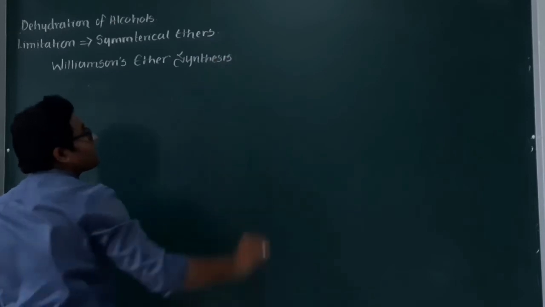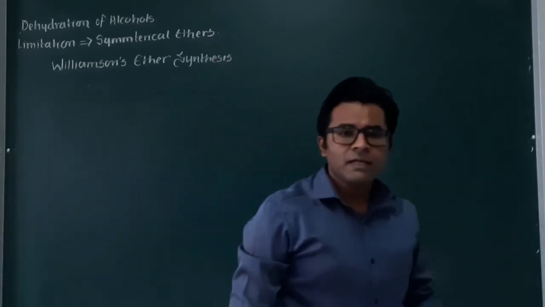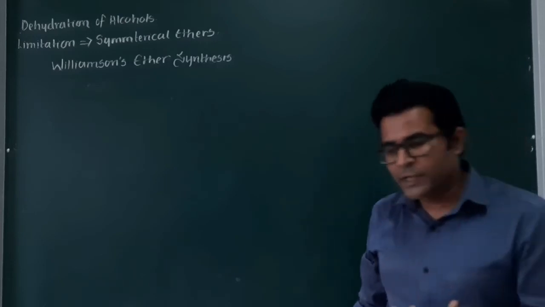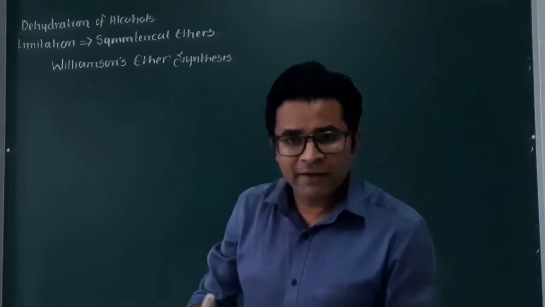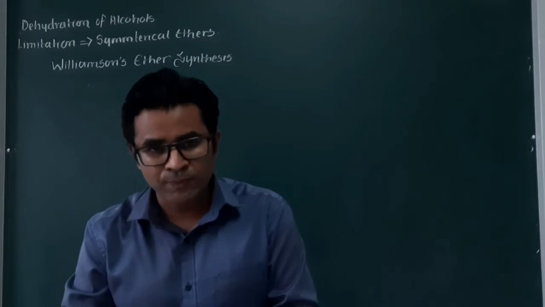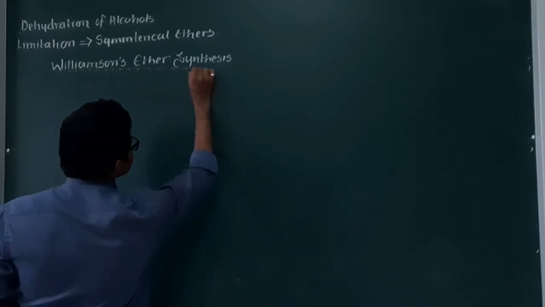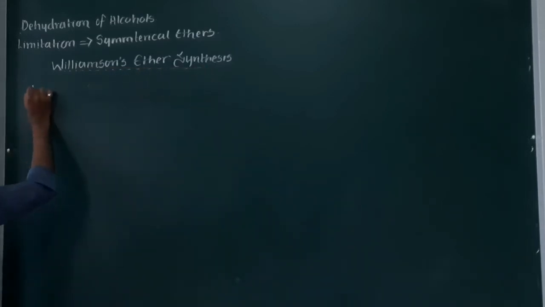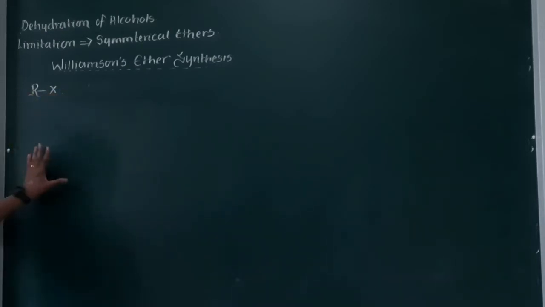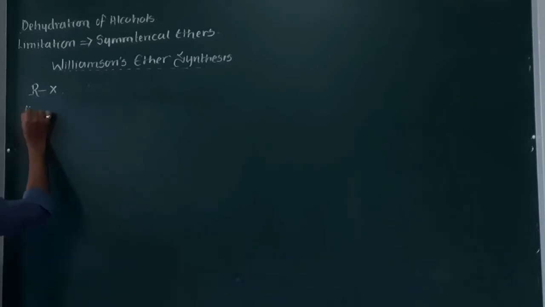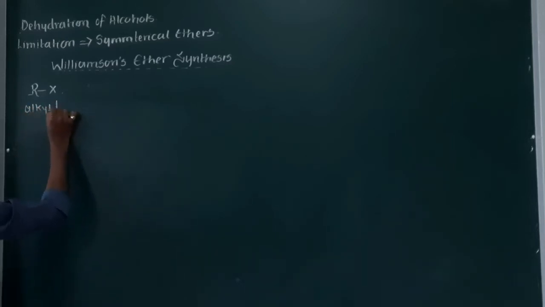Okay, so what we have here is the Williamson's ether synthesis. Through this particular Williamson's ether synthesis, we can produce ethers which have substituted alkyl groups also. Let's try and understand first. In the Williamson's ether synthesis, we usually use simple alkyl halides. Usually preferred are the primary alkyl halides. Okay, so what we have here is the alkyl halides.